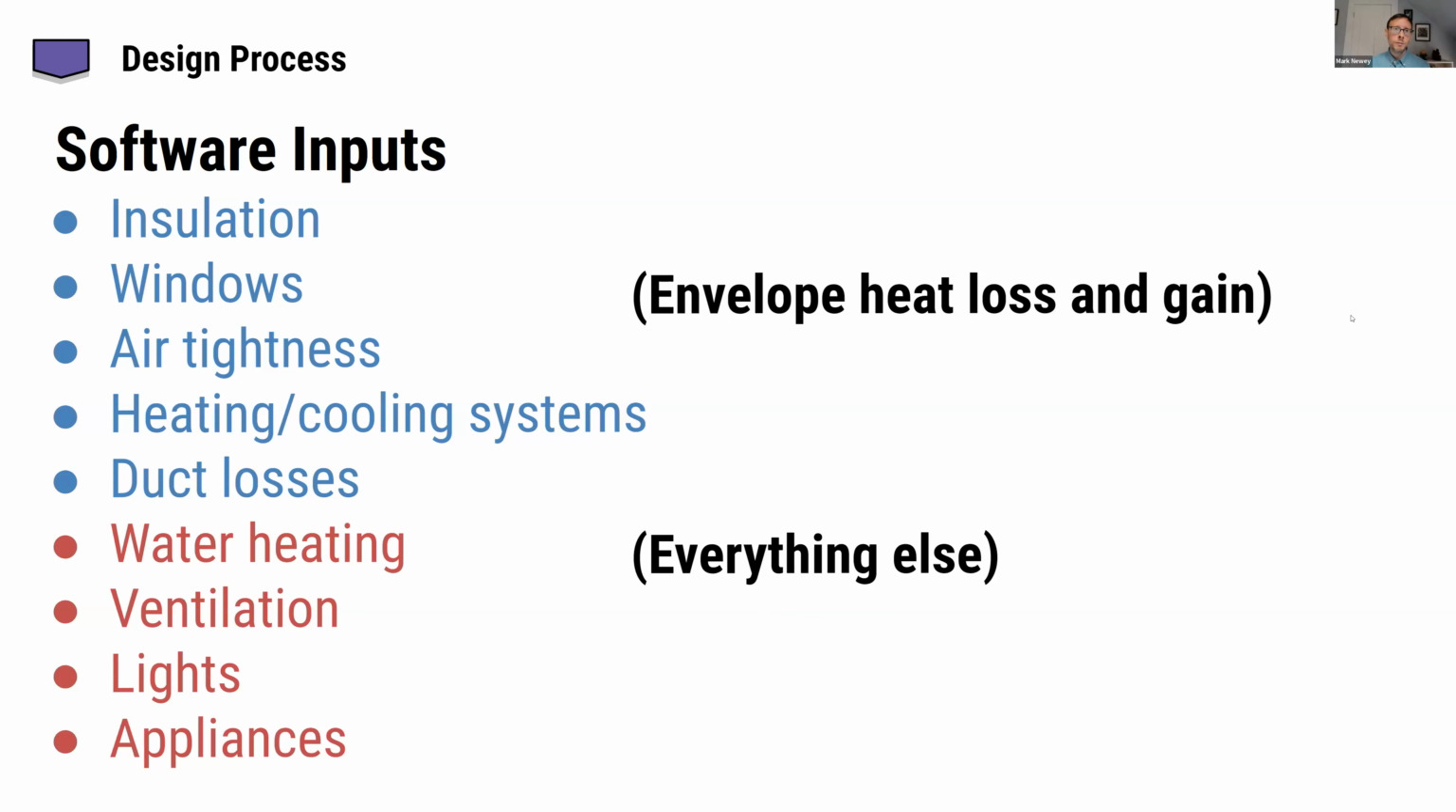And there's probably, I don't know, several hundred inputs into the software, but I like to think of it as these are the main categories. In blue, we have things that affect heating and cooling: insulation, windows, air tightness, the efficiency of your heating and cooling systems, and duct losses. And then in red is everything else: water heating, ventilation, lights, and appliances.